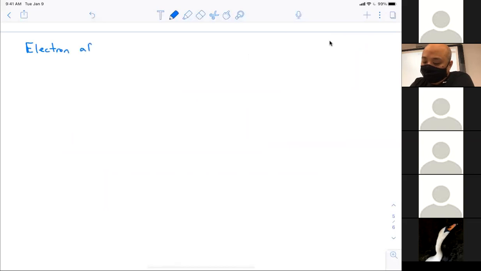Electron affinity. Okay. Electron affinity is a weird one. It does still follow the general trends, but there's some really weird exceptions here and there. We'll talk about other exceptions on ionization energy later on when we talk about graphs and stuff like that.